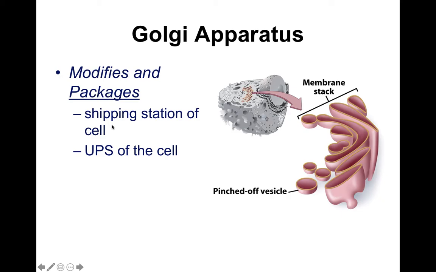That's why we consider it like a UPS, because it boxes it up. So it modifies and packages. If a question is talking about transporting something around the cell and it doesn't use terms like modify or packaging, then it's talking about the ER. If it specifically talks about modifying a substance and then packaging it to ship it off, it is definitely talking about the Golgi. So that little stipulation there, that's how you will signify the difference between the ER and the Golgi.